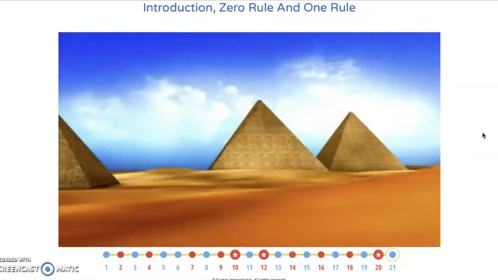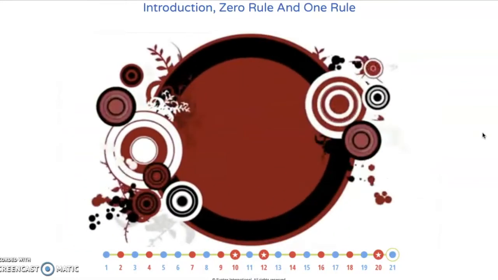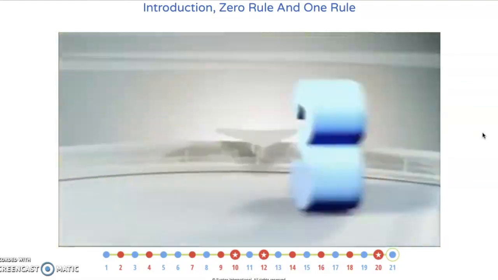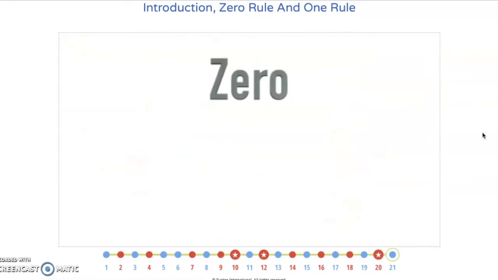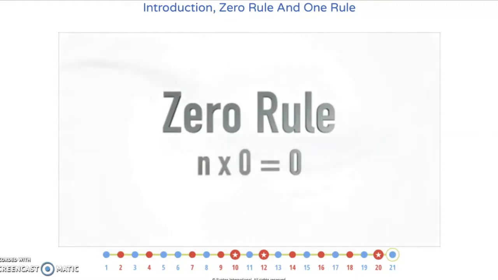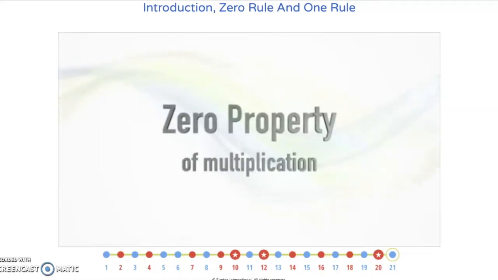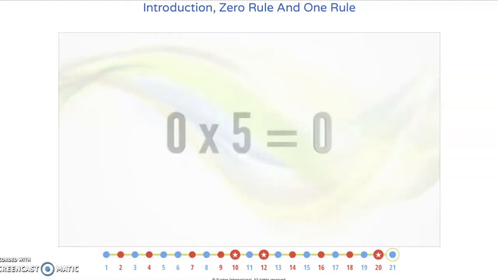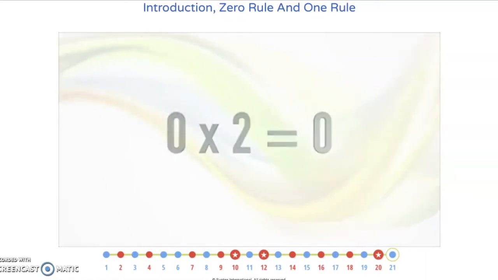Hi, Rachel again. Nice to have you back as we continue this incredible journey where you will first learn to multiply and then divide, even with double digits. Here are the three rules that will help us uncover the 36 very important facts for multiplication. The zero rule, one rule, and mirror rule. Let's start with the zero rule. A number multiplied by zero equals zero. This is the zero property of multiplication. For example, 0 times 5 equals 0. 9 times 0 equals 0. 0 times 2 equals 0.